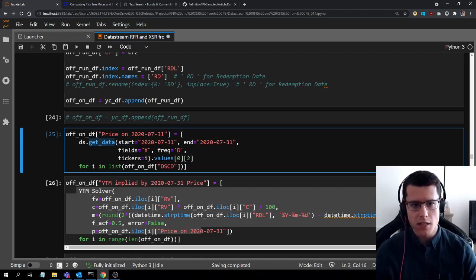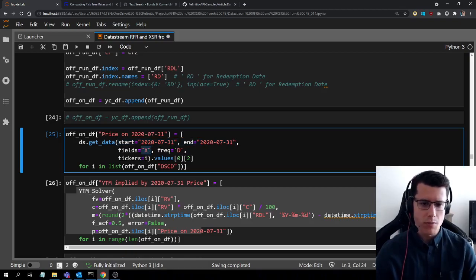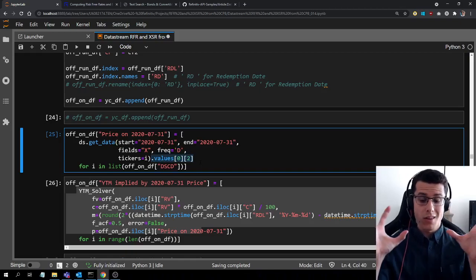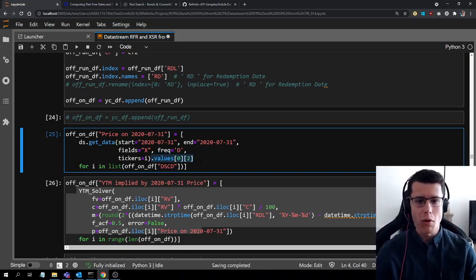So you see that I've got my get data from Datastream, and the start date and the end date are the same. So I'm just looking at that one day. Field X means default, so the default here is just the price. I want daily data. I want the data on that one day. And then I just get the value. That's what this is there for. Instead of gathering a whole data frame of information just for one number, I do dot value and then these two things to specify which value among the data frame I want. And I do it for each one of my, you see, for i in my list. That's what I've done here.